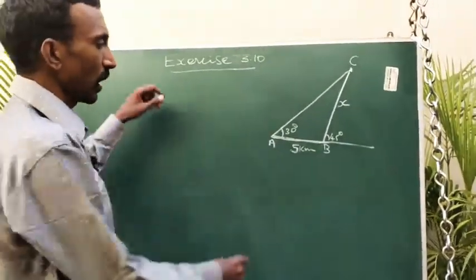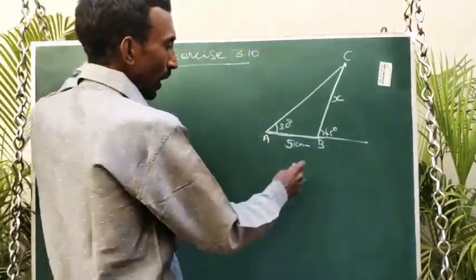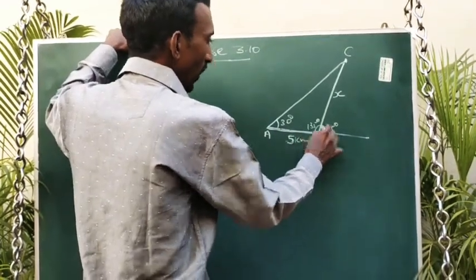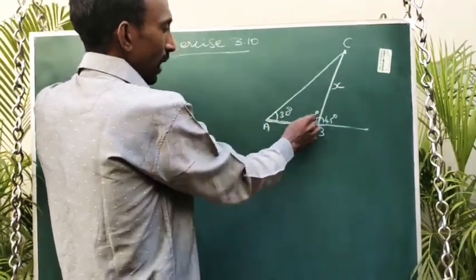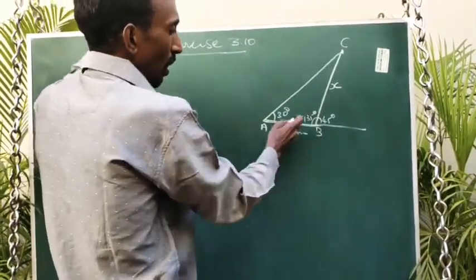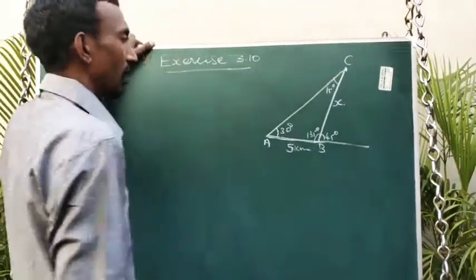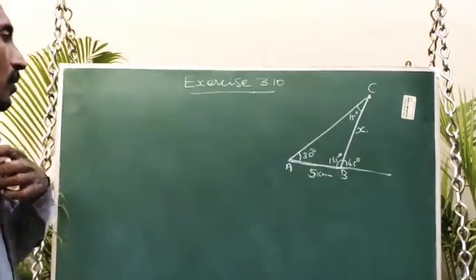So look, my dear student, this is the diagram for the given information. It is a straight angle, so the remaining is 135 degrees. Look here, it is a triangle. 135 plus 30 is 165. So the remaining angle C is 15 degrees, 180 minus 165.